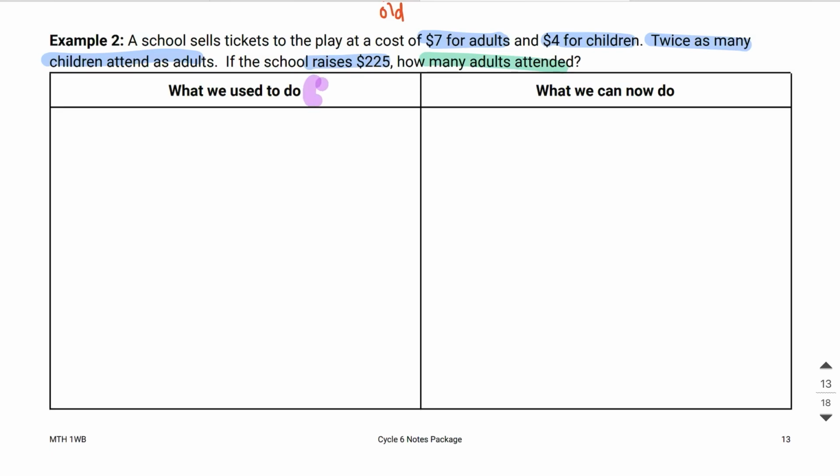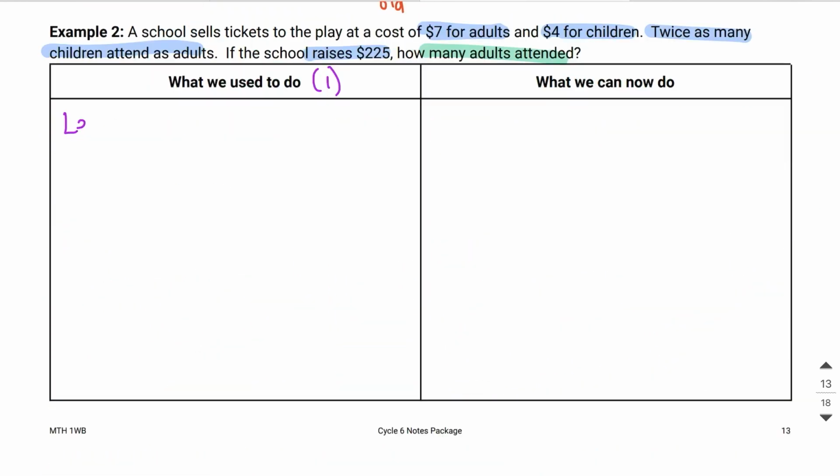So what we used to do with one variable is, first of all, we want to think, well, how many things do I not know in this problem? And I don't know the number of adults and the number of children. Which one depends on which? Well, in order for me to be able to find out the number of children, I need to know the number of adults. Why? Because it says twice as many children attend as adults. So this means right here that I need to know the number of adults first before I can find the number of children. So be very specific.